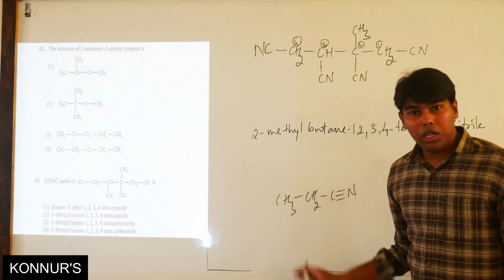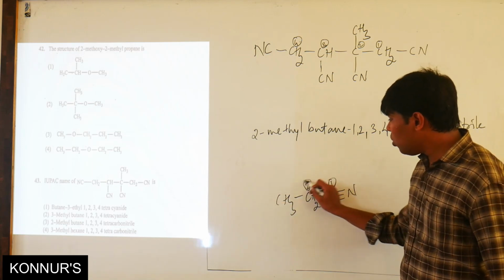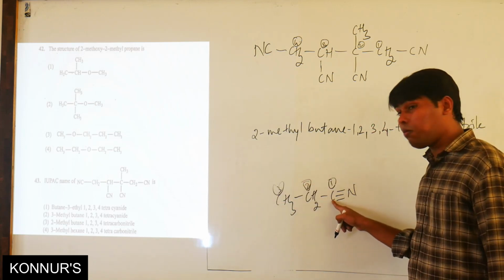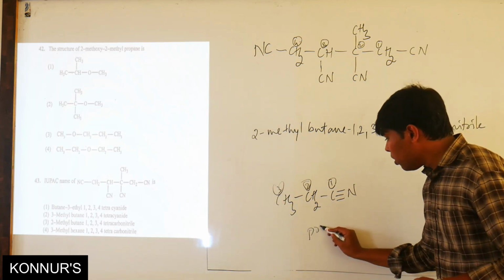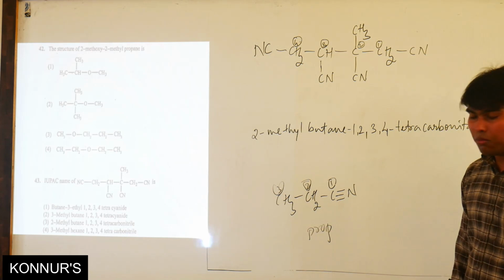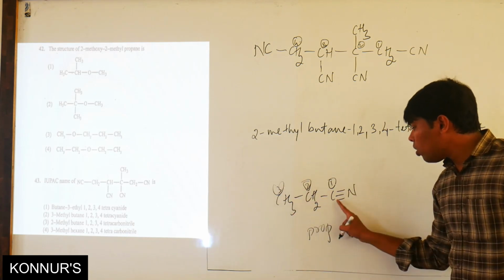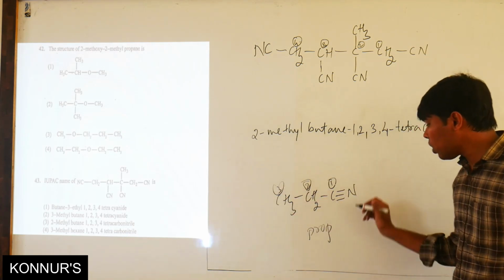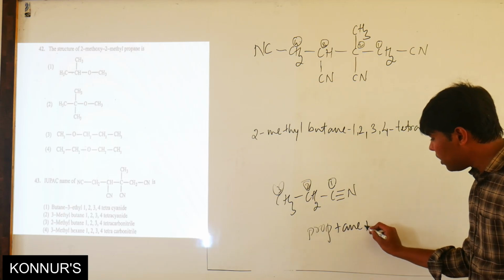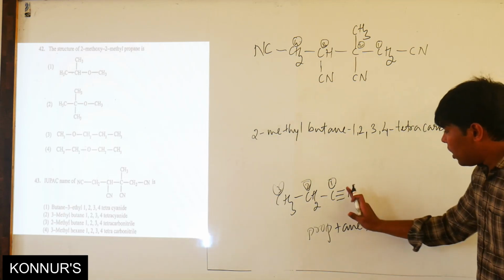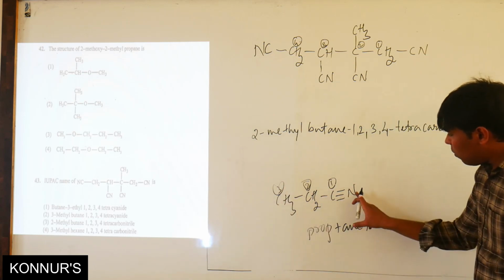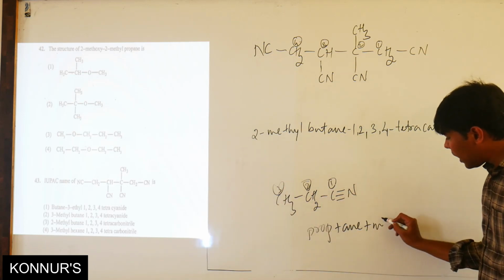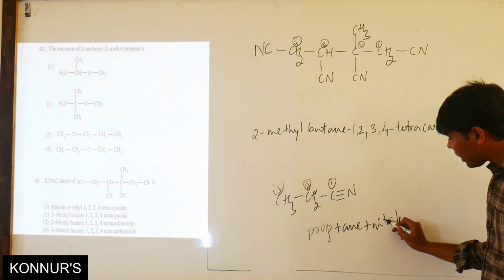If the compound is like this, 1, 2, 3, I have included this carbon in the cyanide group in the parent chain. In such a case, prop comes. And carbon to carbon, don't look at carbon to nitrogen. Carbon to carbon single bond, ane is the primary suffix. And if I remove this carbon from the parent chain, only the triple bond N remains. In that case, the nitrile becomes a secondary suffix.